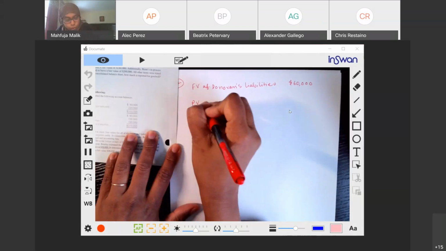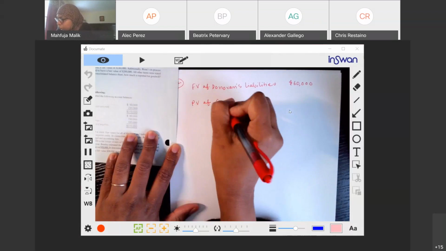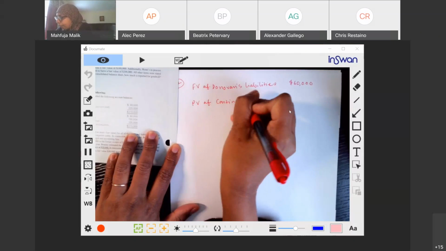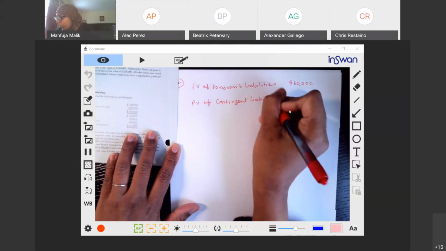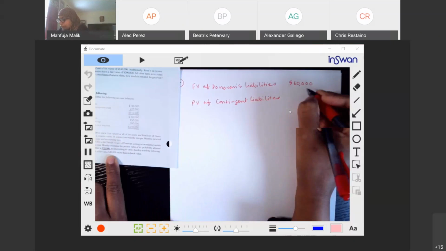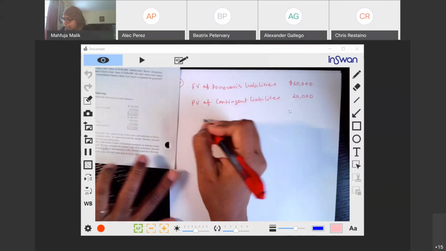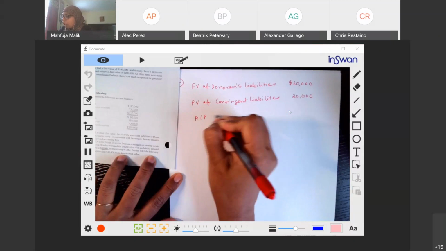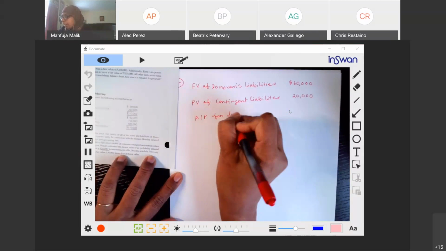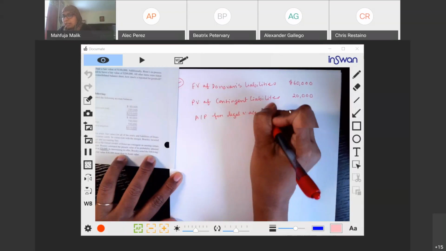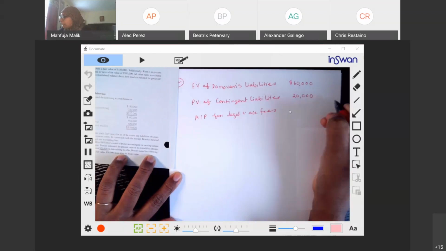So I'll write it down. Present value of contingent liabilities, which is 20,000. And then they have to pay this legal and accounting fees. Definitely they will do the journal entry: legal and accounting fees expense debit, and accounts payable credit. They didn't pay it yet. So that means it's accounts payable for legal and accounting fees, which is 15,000.